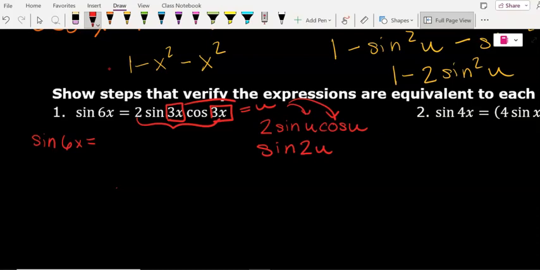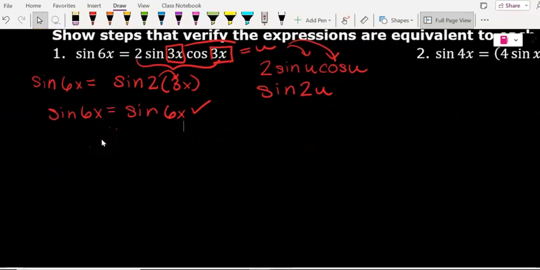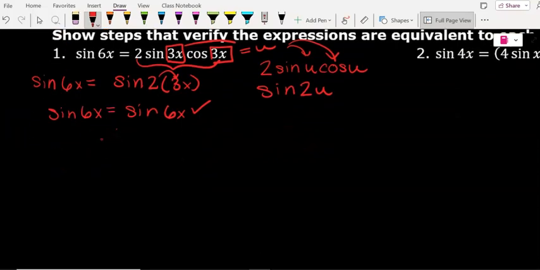So instead, I'm going to have that 2 sine 3x cosine 3x, that's going to get me sine 2 times 3x, because that 3x right there is the u. And so then I have sine 6x, and that's going to go ahead and get me sine 2 times 3 is going to go ahead and get me 6x. Bam, done. Okay, it's pretty easy, right? But you have to be able to understand that I'm taking that whole entire 3x and I'm just putting it in there for that u. We're essentially saying, in this case right here, let u equal 3x, okay?